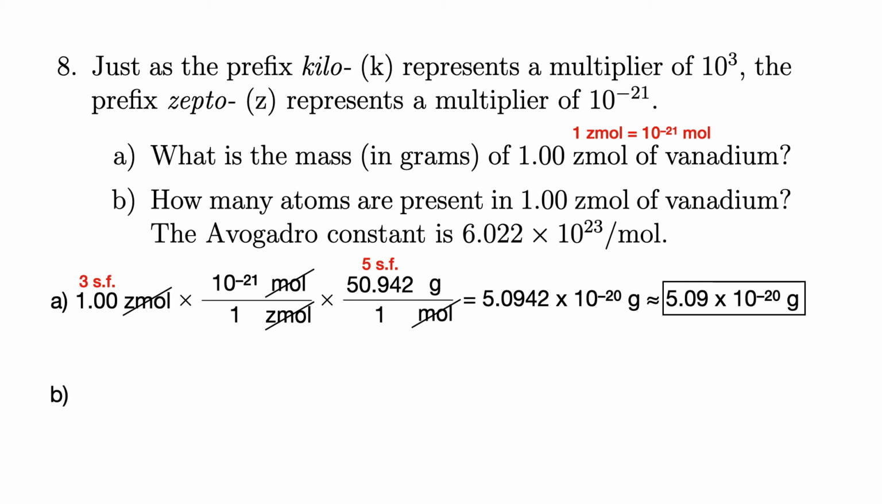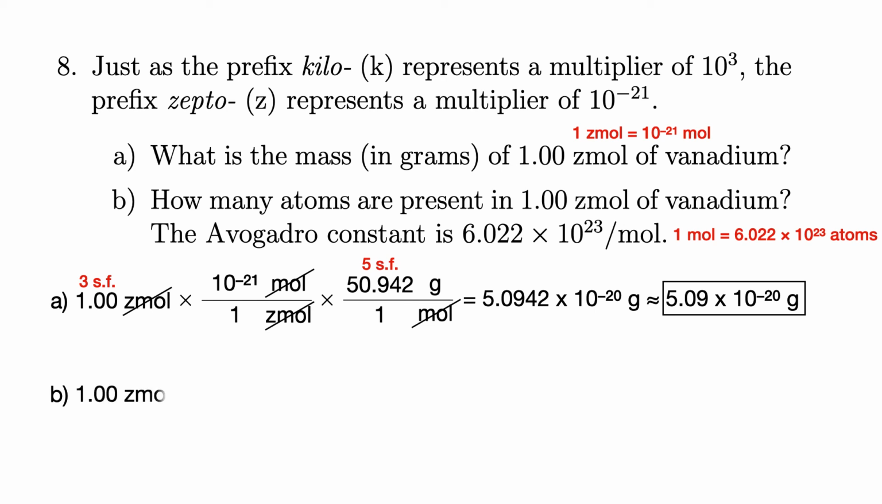Okay, and then in part B, we want to figure out how many atoms are present in 1.00 zeptomoles of vanadium. The Avogadro constant tells us that 1 mole of vanadium will contain 6.022 times 10 to the 23rd atoms. And so, now careful, even though we just calculated the number of grams, we don't need that in part B. Part B, we're still looking at 1 zeptomole. So we're not going to do anything else with our answer to part A. Part B is going to be a completely separate problem.